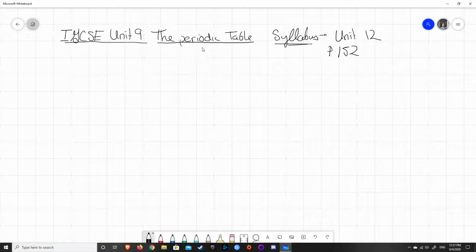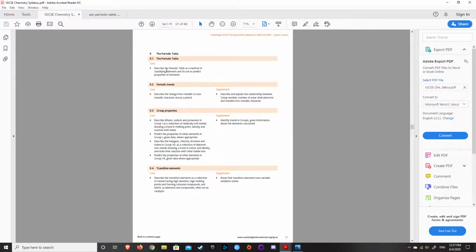So let's look at your syllabus right now and see what we're going to cover today. Unit 9 in your syllabus, the periodic table. We're going to talk about what the periodic table is, how to characterize groups and periods, and how the periodic table is arranged. Then we'll talk about some basic trends: a change from metallic to non-metallic character across the period, and how this relates to melting point, boiling point, amount of electrons, what similarities elements have in the same group, and what similarities they have across the period. That's what we're going to try to describe today.